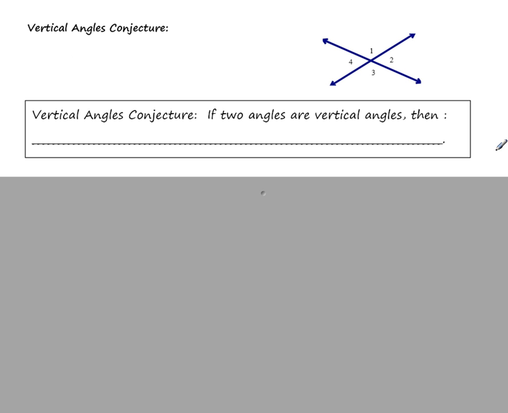All right, vertical angles. For vertical angles, you need to have the definition. Vertical angles are angles that are non-adjacent. They share a common vertex.